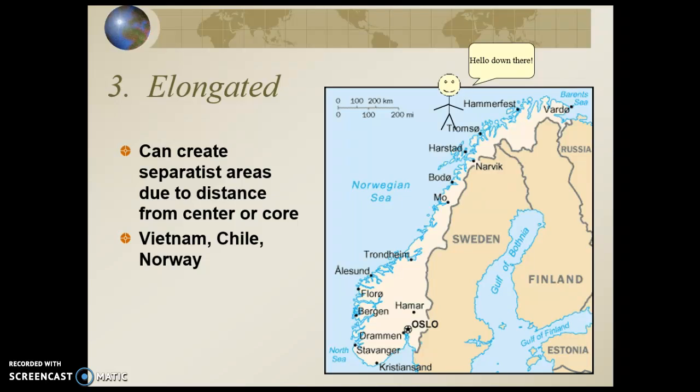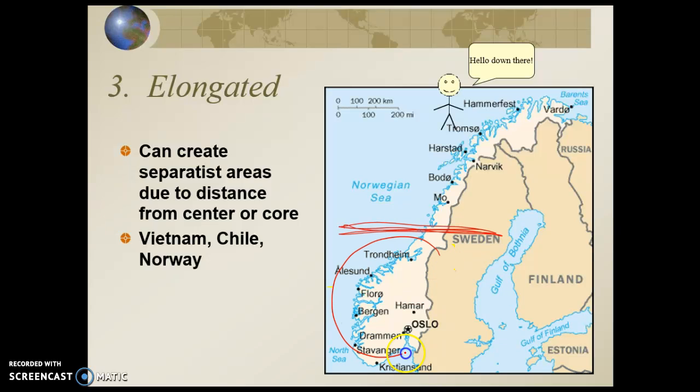Elongated states, like we have here in Norway, can create big distances between the sides, or the north and the south there. And sometimes what we see is a division between the northern and southern, or eastern and western parts of the states. And this can create sort of separatist areas that are separate from the core.